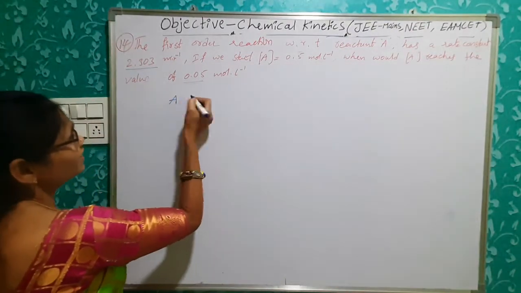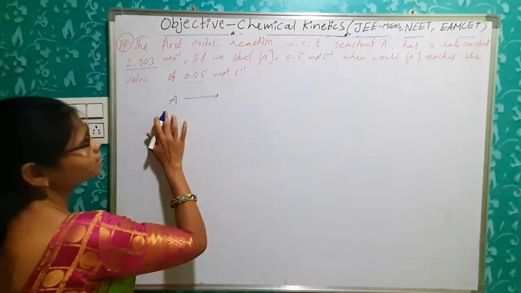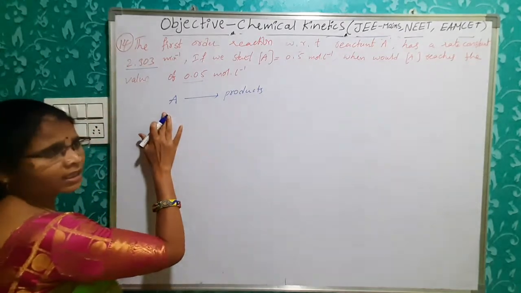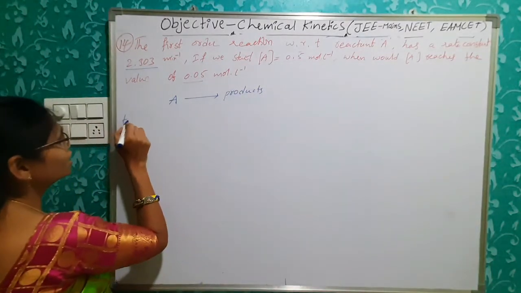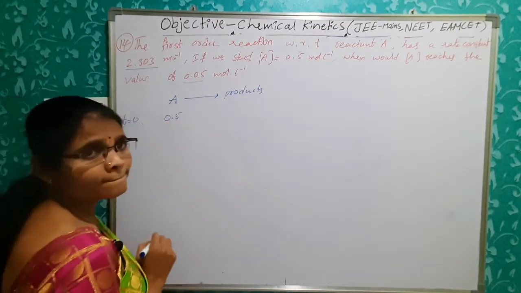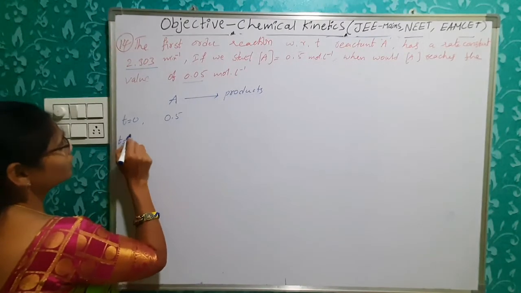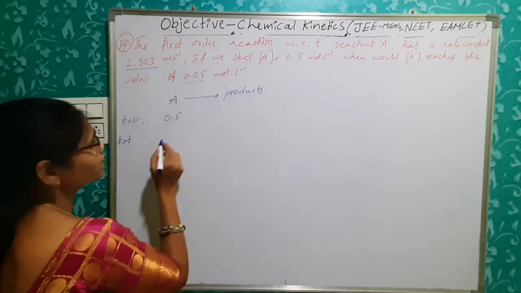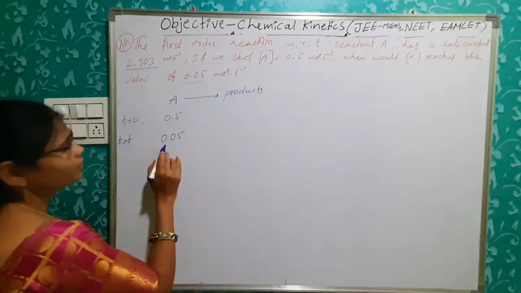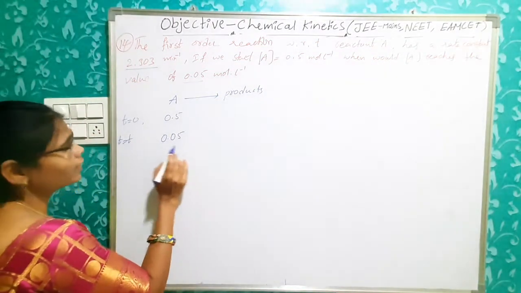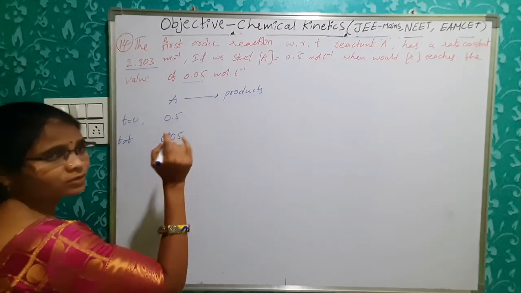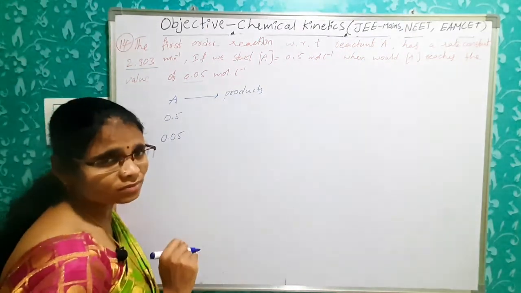See here, the reactant is A. A is a reactant, which gives products. So initially time is 0, so the initial concentration is 0.5. After some time T, it will reach 0.05. So for what time does it reach 0.05 from 0.5? That is the question.